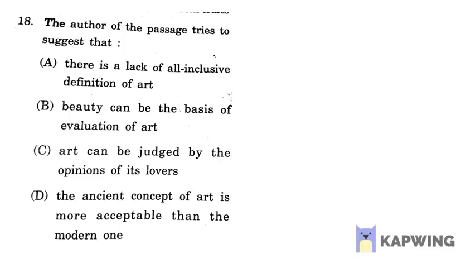Now, the beauty can be the basis of evaluation of the art. This was also there in the passage. You can draw this conclusion. And art can be judged by the opinions of its lover. So this is also there. The ancient concept of art is more acceptable than the modern one. So only I am able to delete this D. D cannot be the answer. Now from A, B, C, beauty can be the basis of evaluation of the art. This also can be eliminated because it is not taking the whole passage. Only the essence of the passage, I think, lies in A and C. So I am going with C. My answer is C. I have confusion with A and C. I think the correct answer can be art can be judged by the opinions of its lover. If you have another answer, please tell me.